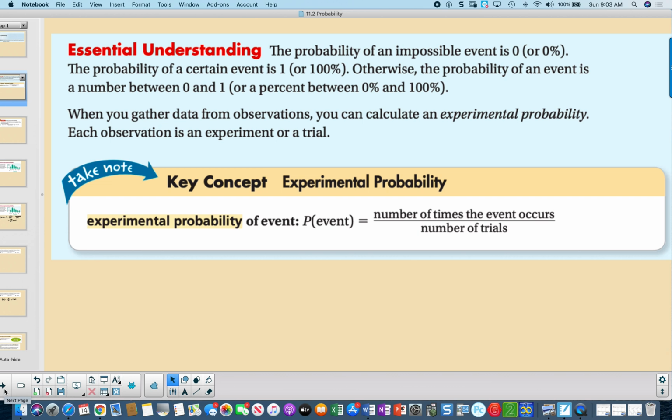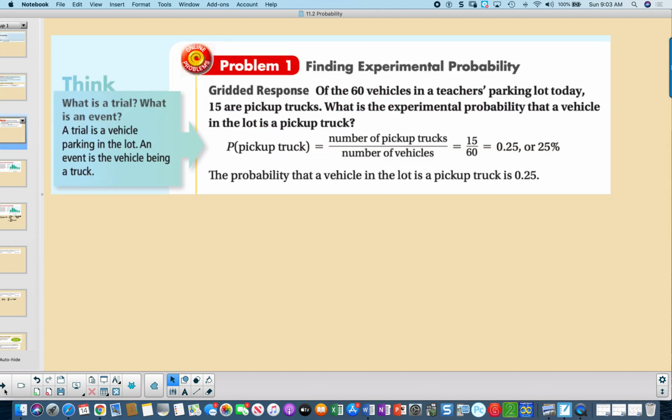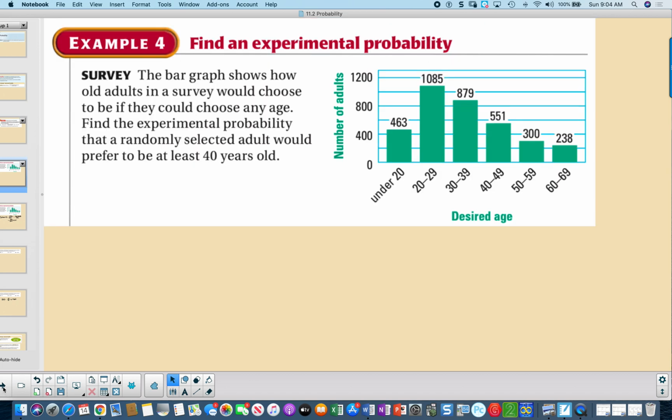The experimental probability of an event is the number of times the event occurs divided by the number of trials. Let's take a look at this. 60 vehicles in a teacher's parking lot. 15 of them are pickup trucks. What's the probability that a vehicle that is picked is a pickup truck? The favorable will be 15 over 60, which reduces to 1/4, 0.25, or 25%.